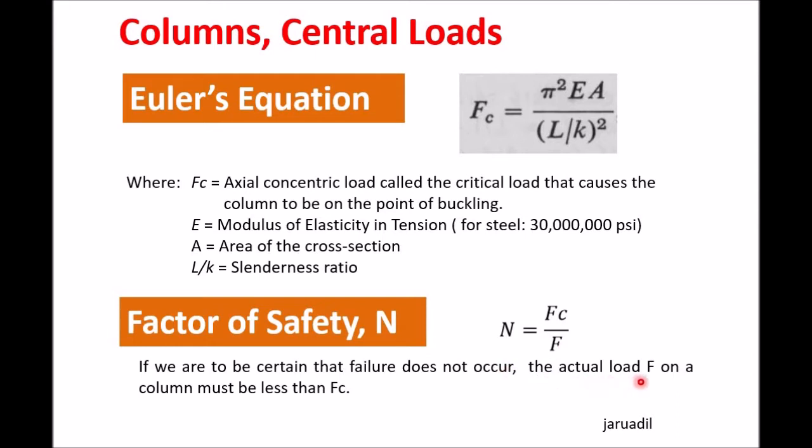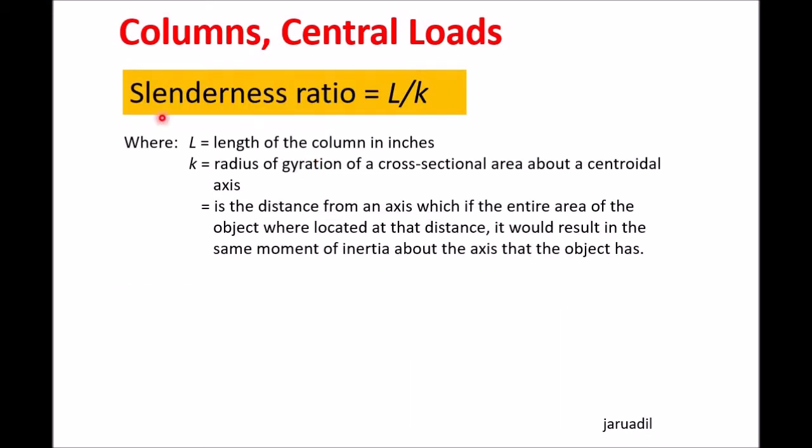The actual load F on the column must be less than Fc if we are to be certain that failure does not occur. So dito yung Fc can be written as N times F. Pwede mo siyang i-interchange yan. Yung N times F, factor of safety times the actual load, can be replaced here in Fc. And we also have this term called slenderness ratio, which is equal to L over K. Well, L is the length of the column in inches, and K is the radius of gyration of a cross-sectional area about a centroidal axis.